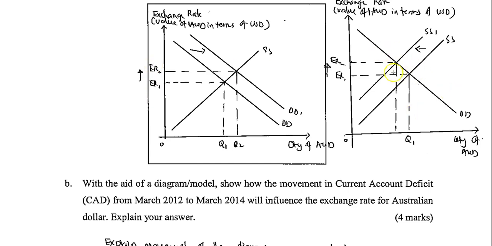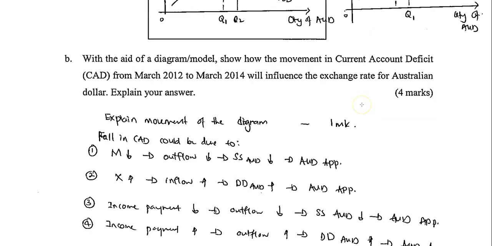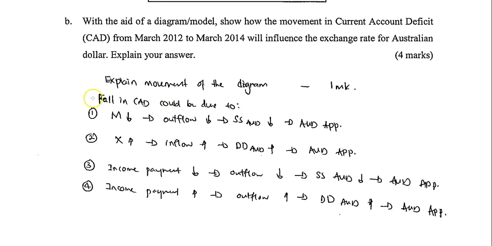Okay, similar goes to this one. So that is 1 mark. Then you have to explain your answer. Why do you think that CAD reduces would mean AUD appreciates? Why is that so? So I have given 4 ways of explaining here. 2 marks, you only need 2 of these.